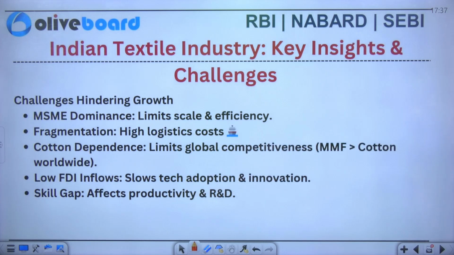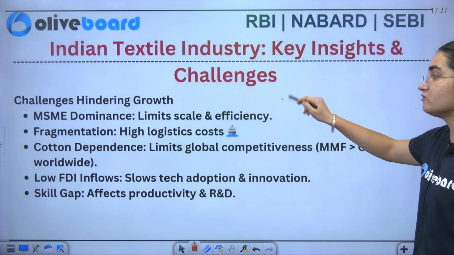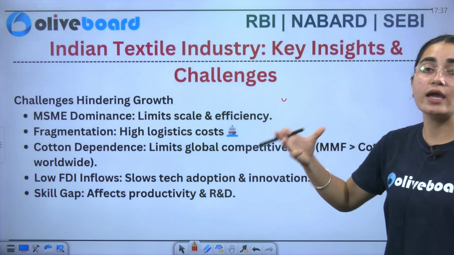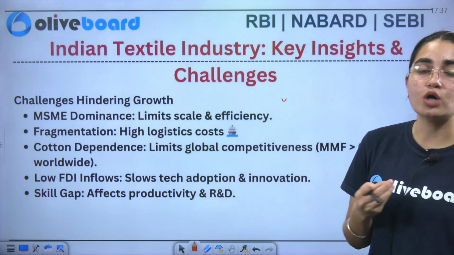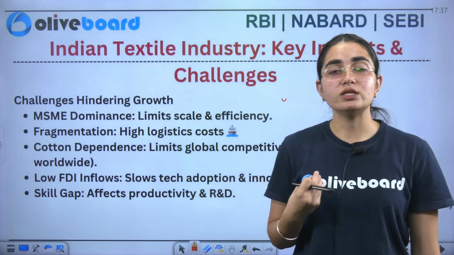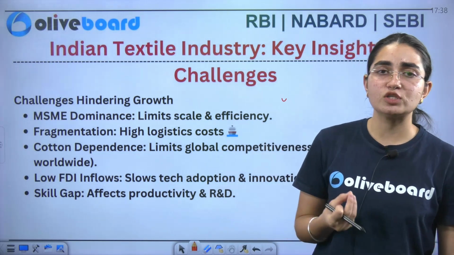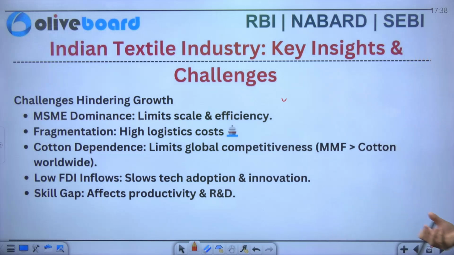Now what are the challenges? You can see MSME dominance, which limits scale as well as efficiency. Fragmentation is there, which includes high logistics cost. Cotton dependency is also there. Also, since we have low investment, we need a lot of investment in this particular sector.